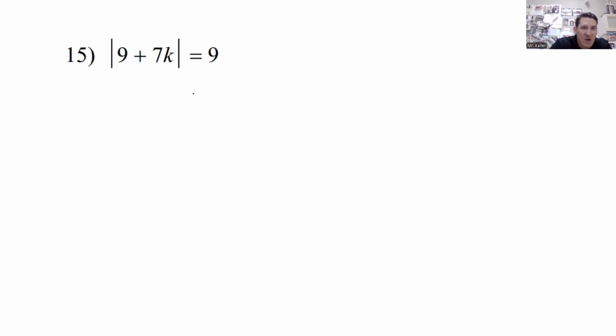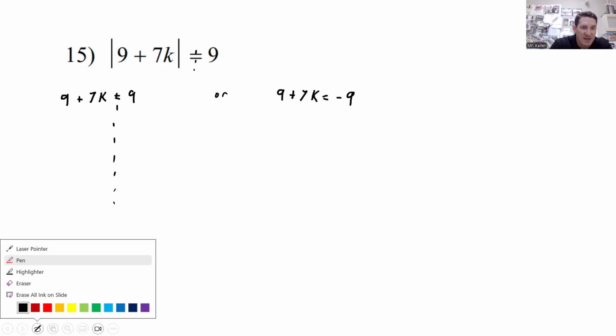A little bit more complicated one. It's more steps. I don't actually need the line of separation yet, so I'm going to separate this out first. 9 plus 7k can be positive 9, or 9 plus 7k can be negative 9. And then I'm going to solve these two equations separately.